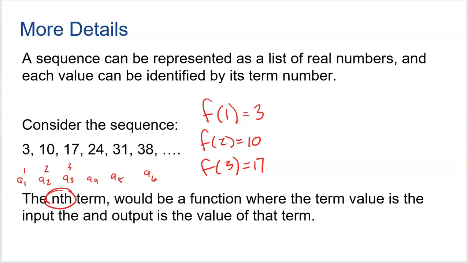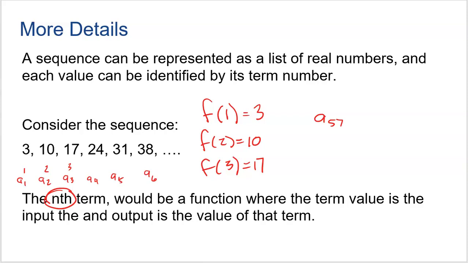Now, the nth term. Think about what we just did. The first term you find by plugging in 1. The second term you find by plugging in 2. The third term you find by plugging in 3. So the nth term would be whatever term you want. Maybe I want to find the 57th term. How do I find the 57th term? Well, you figure out what the function is, you plug in 57, and you figure out what that term is.